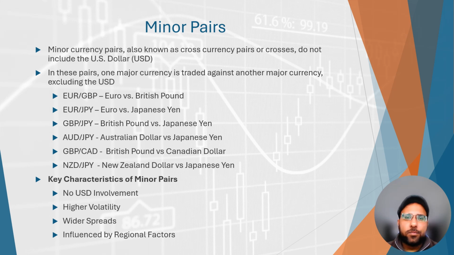Anything that doesn't involve dollar naturally is going to be a little bit more sensitive to data releases or information that's coming out. Wider spreads: since minor pairs are less liquid than major pairs, they typically have wider bid and ask spreads. So this naturally can increase trading costs. There may be overnight interest, which will be a lot more for minors and the likes of the exotics.